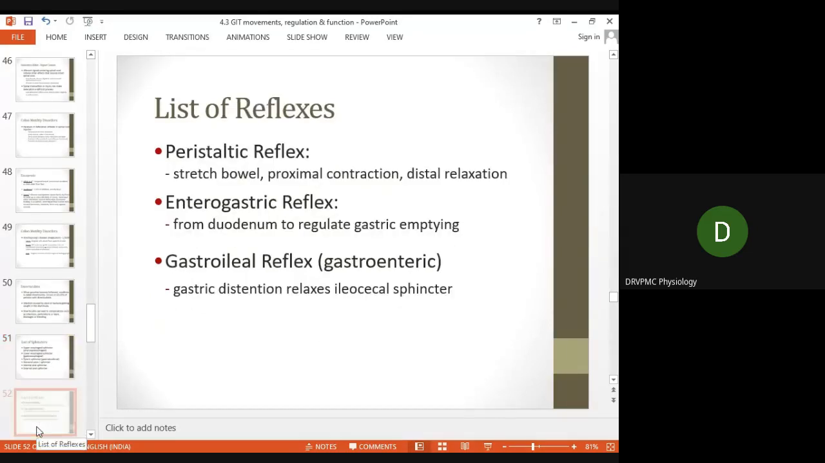What are the different reflexes that we have studied? Peristaltic reflex: stretch of the bowel causes proximal contraction and distal relaxation. So the bolus will get transferred from proximal to distal. Enterogastric reflex from the duodenum regulates gastric emptying. Gastroileal reflex or gastroenteric reflex: gastric distension relaxes the ileocecal sphincter.